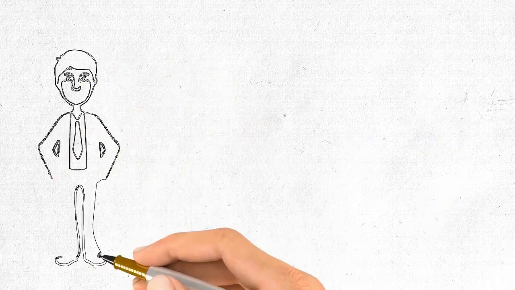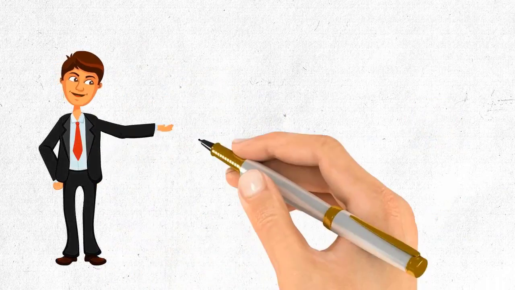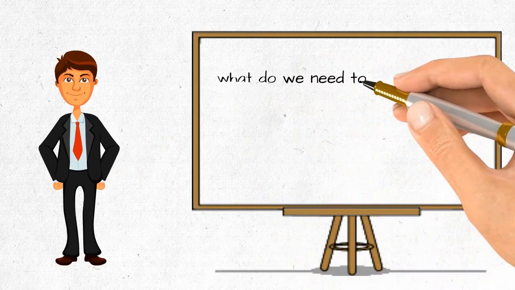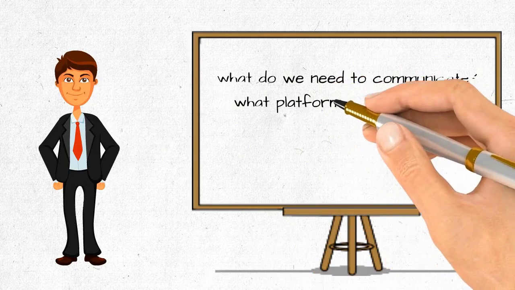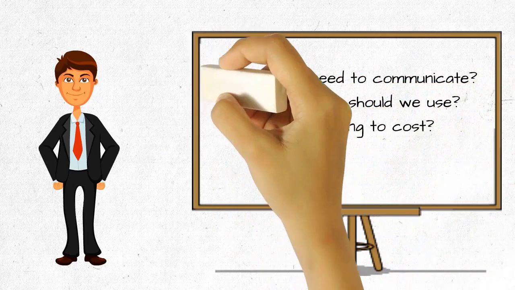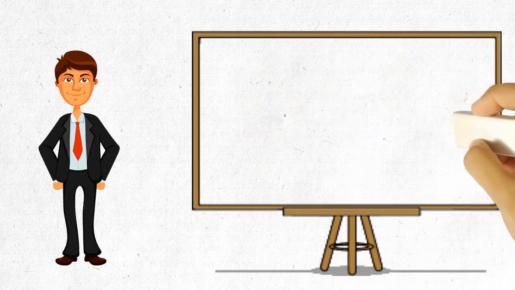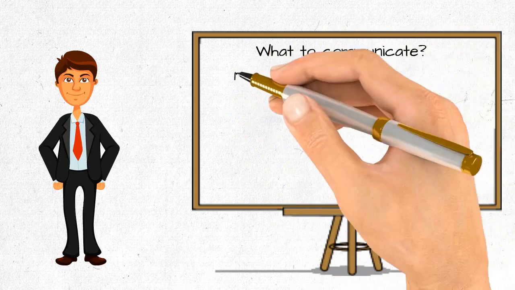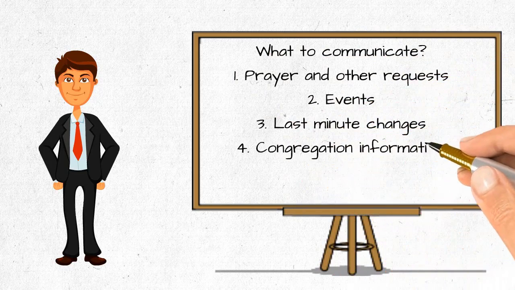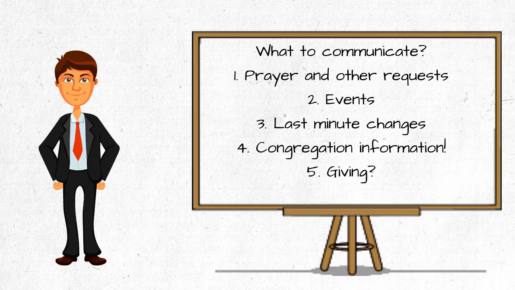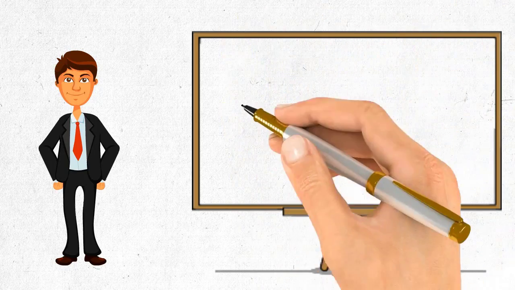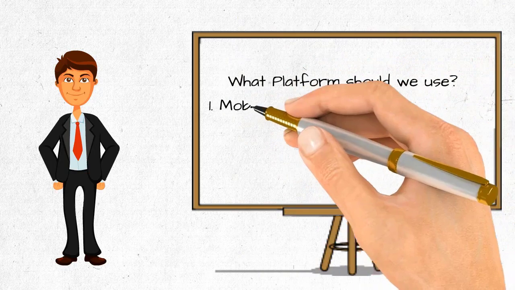So Josh said, what are some of the criteria that we need to have as we move forward? First of all, what do we need to communicate? And what platforms should we use? And finally, what's it going to cost for all of this? So first of all, what to communicate? Prayer and other requests? Events? Some last-minute changes? Congregation information? What about giving?